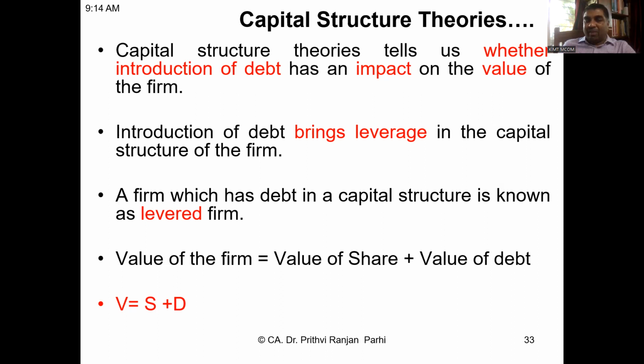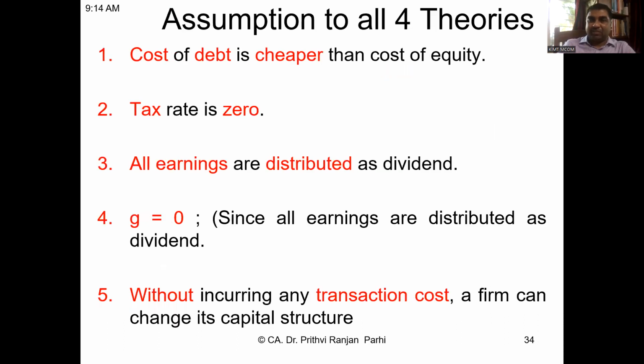And the value of the firm shall be the value of the shares plus the value of debt. In short, we can say V is equal to S plus D. This is what we have to remember. Capital structure theories, all the four theories that I showed you, have some common assumptions. Let me first take you through these common assumptions.